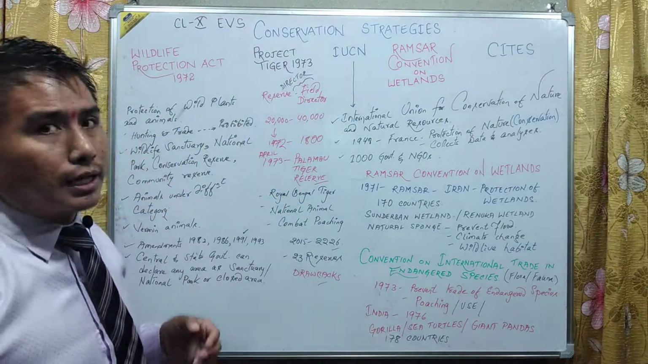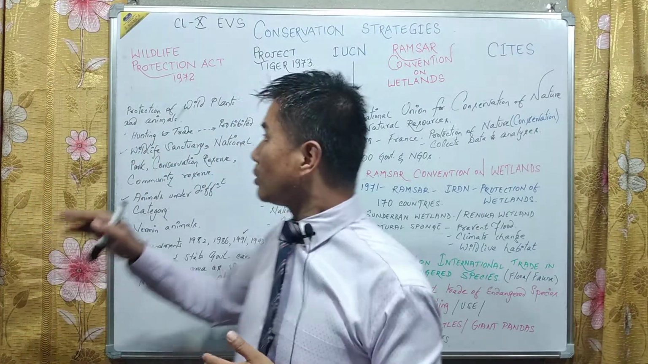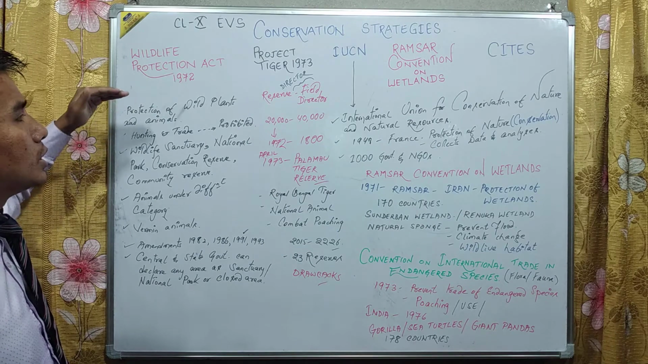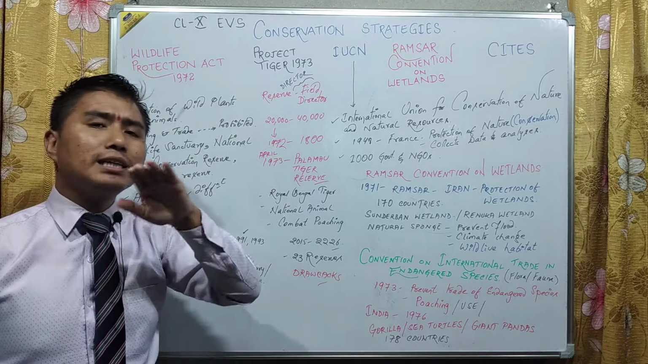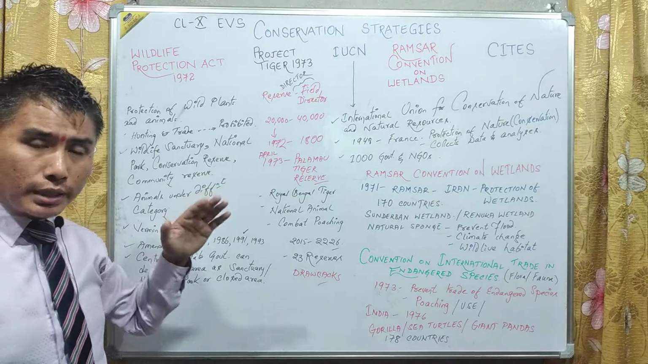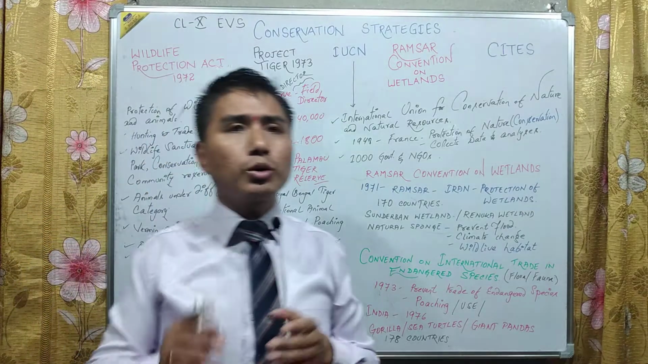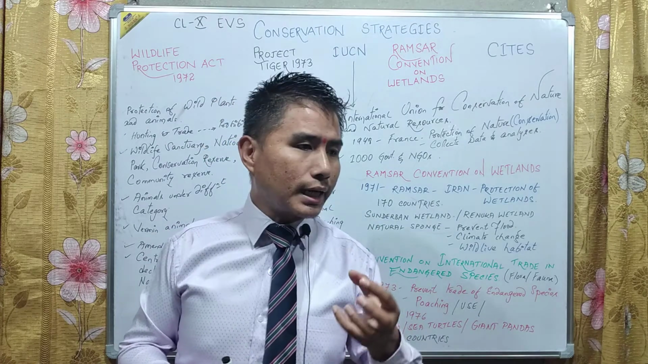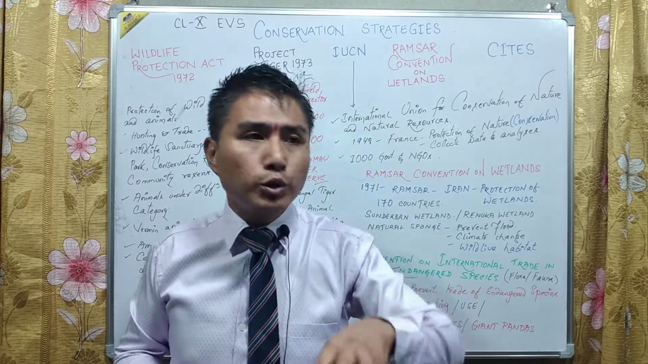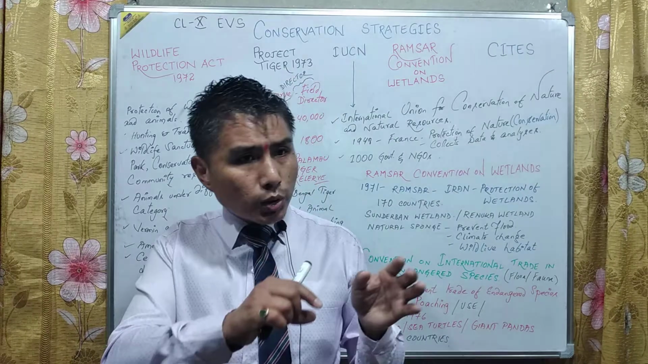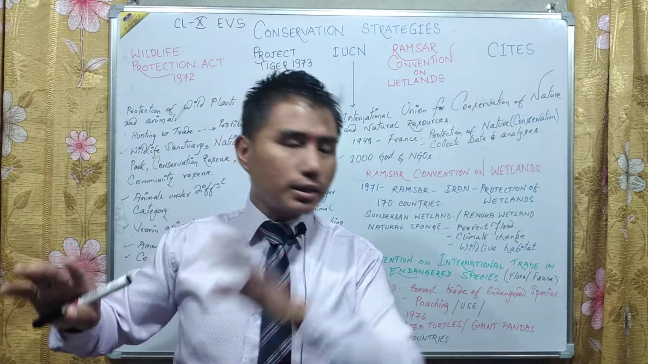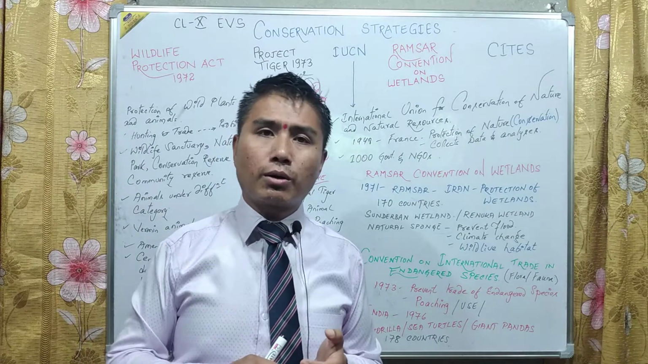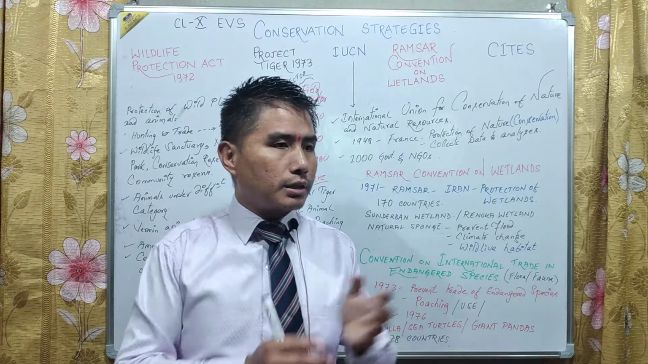So under the Wildlife Protection Act, no hunting and no trading was done; it was for the protection of wild plants and animals. Hunting, trade, commercialization, everything was prohibited except for vermin. Vermin means those animals which are a nuisance, which act as a pest or are harmful to other organisms. Vermin are allowed to be killed or hunted, for example the common crows.